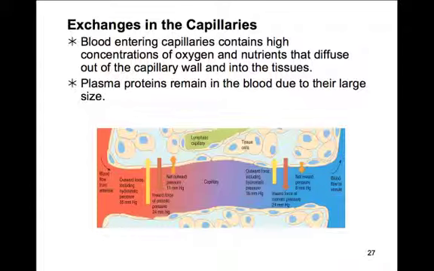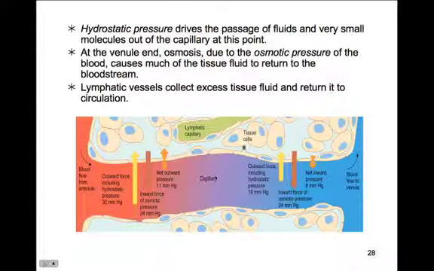So, a little more information on how exchanges happen in the capillaries. The blood entering the capillaries contains a high concentration of oxygen and nutrients that we need to get into the tissues through the capillary wall. So here we have a capillary. And here we have some tissues. There are small spaces, as you can see, in the endothelial cells of the capillary.